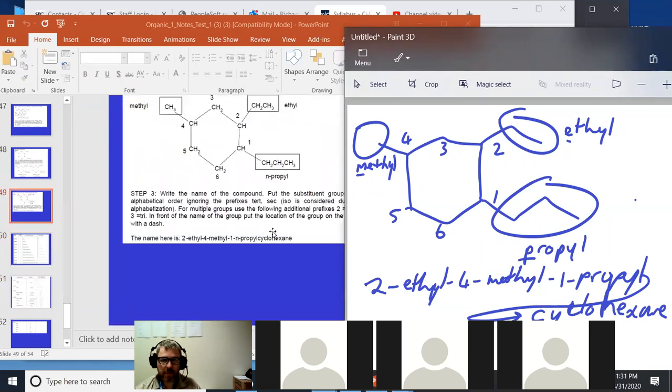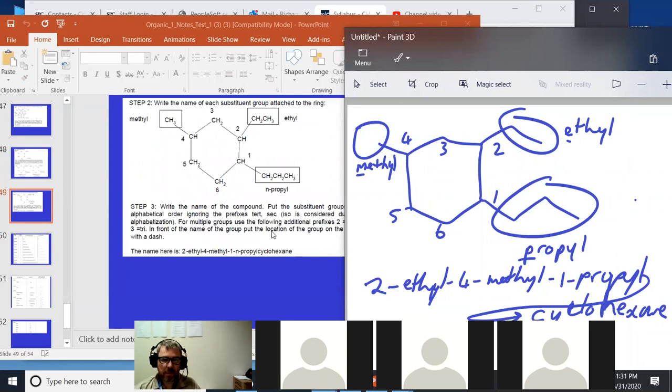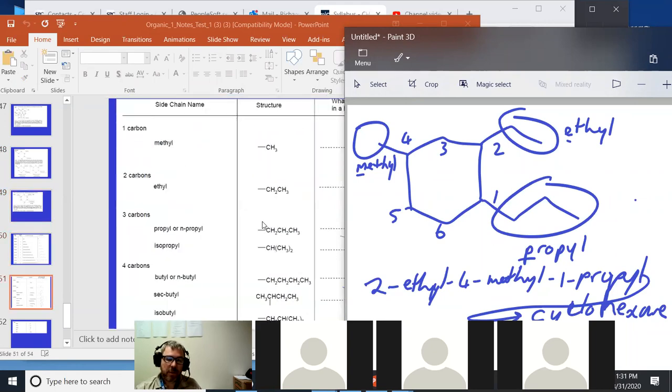Does it matter where you put them in the name? Yes, they have to be alphabetical, not by number. That's the mistake I see a lot of people make, or they forget the alphabetization altogether. But it's important: things like sec-butyl are based on the B, not the S, whereas isobutyl is based on the I. So it takes a lot of practice.